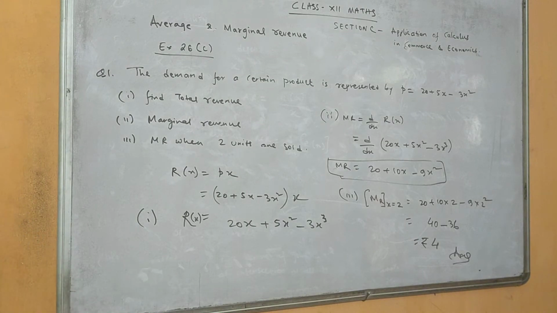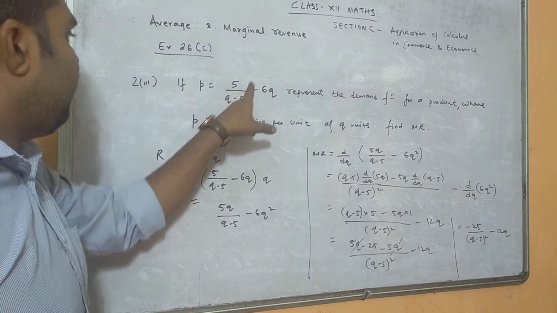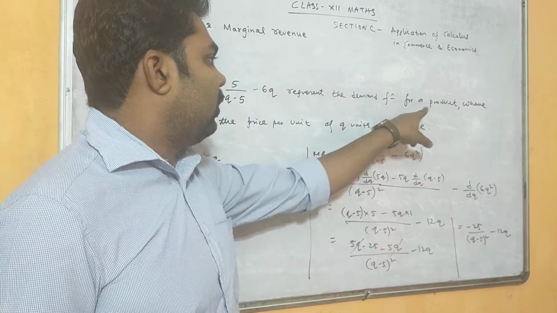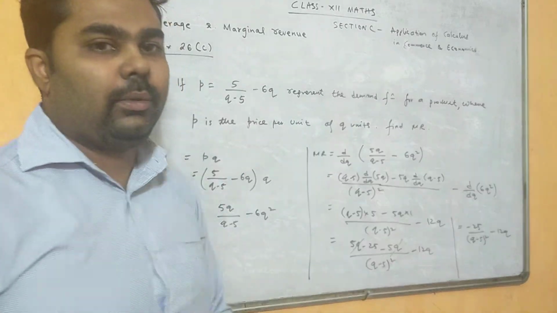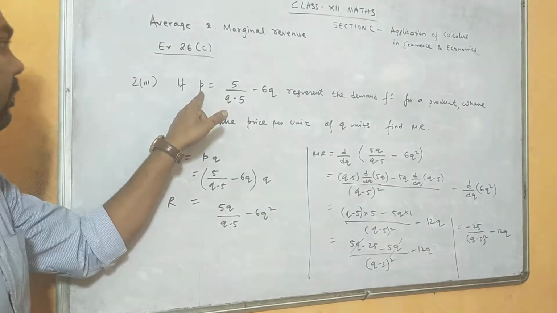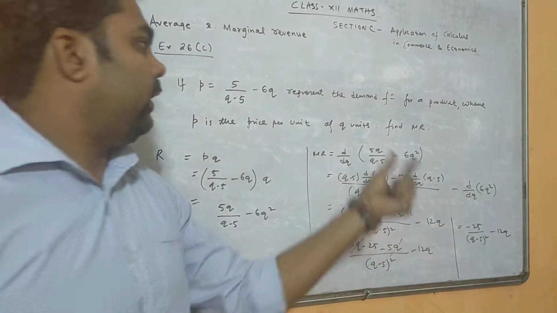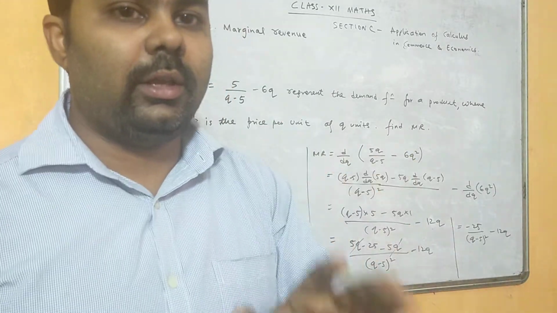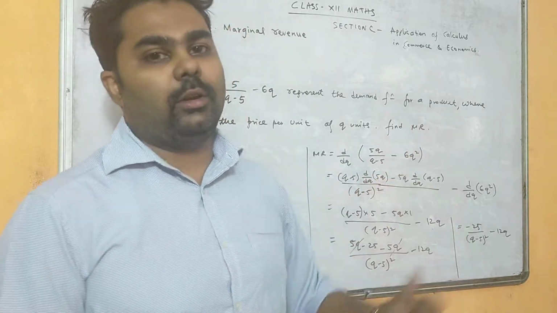Next question we have: if P equals 5 by (Q minus 5) minus 6Q represents the demand function for a product, where P is the price per unit and Q is the number of units. That means P here is the price per unit and this is the demand function, right? And the number of units sold is Q. Like in the previous question it was P and x, here it is P and Q, right? So what we have to find is MR, that is marginal revenue.